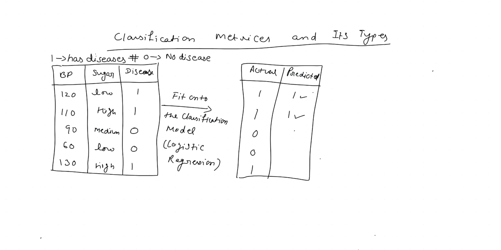The next is 0. This means in actual, the patient does not have a disease, but your model is saying no, he has a disease. So this is incorrect. Next, 0, no disease, and the model also says he does not have a disease. So this is the correct prediction. Again, 1, the patient has a disease, but your model predicted no, he does not have a disease. So this is incorrect. Now you can see there are some values which are incorrectly predicted.